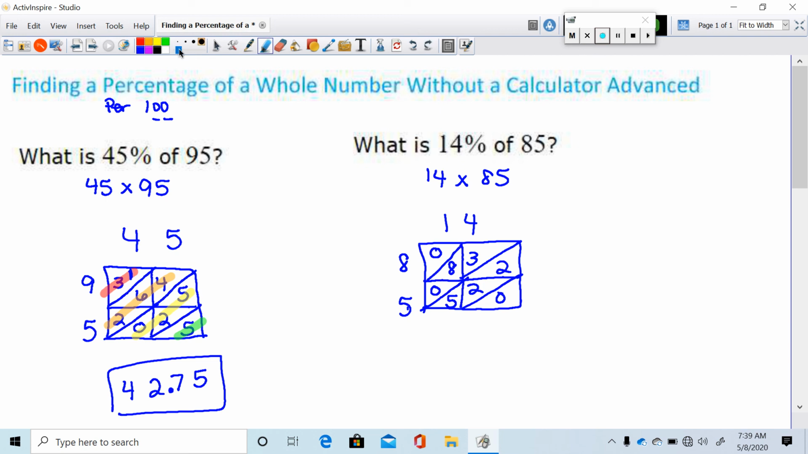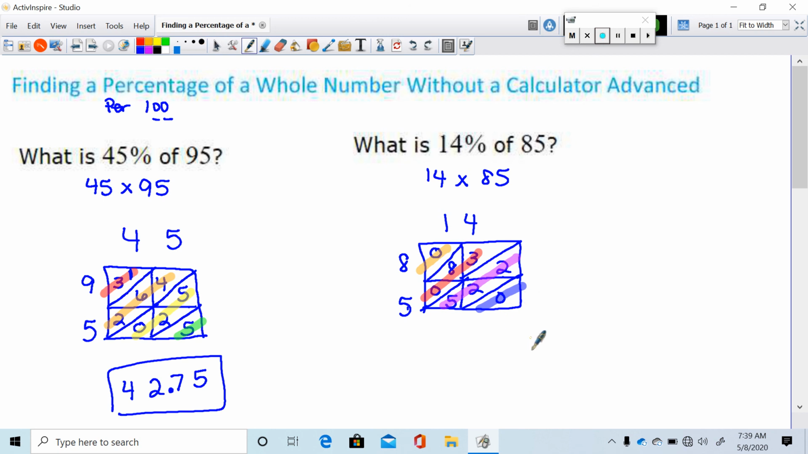So now I'm going to just color my diagonals so I can see better what I'm doing. I mean, you don't necessarily have to color them. I want them to be different colors. I just do it for a visual effect while I'm teaching. And I add my diagonals.